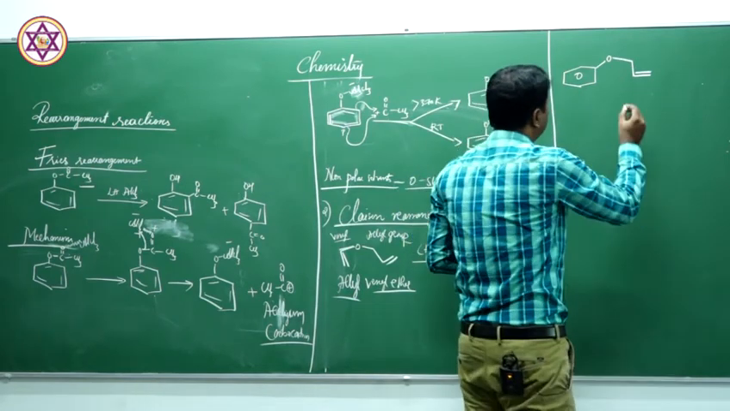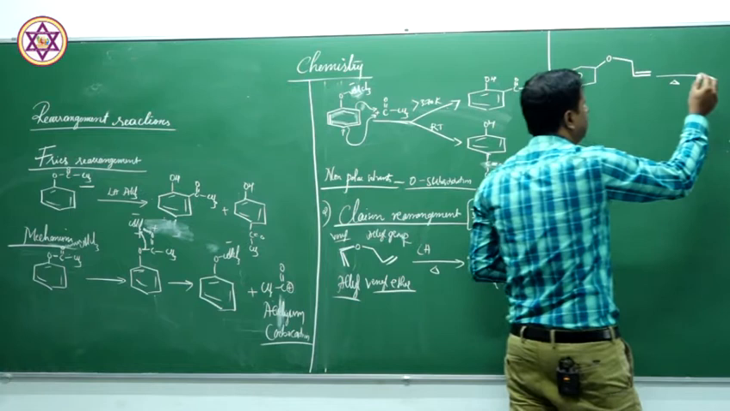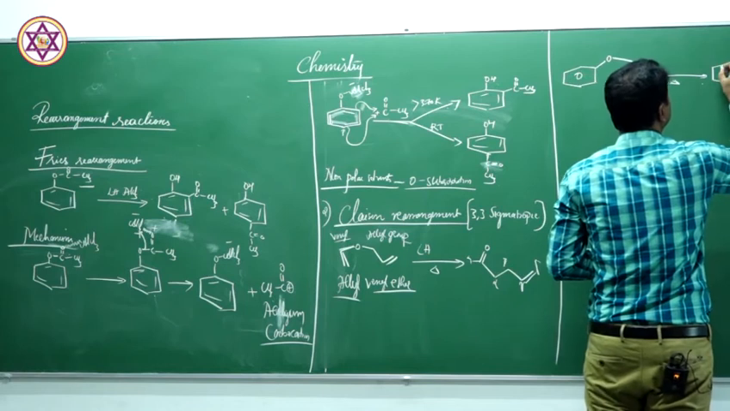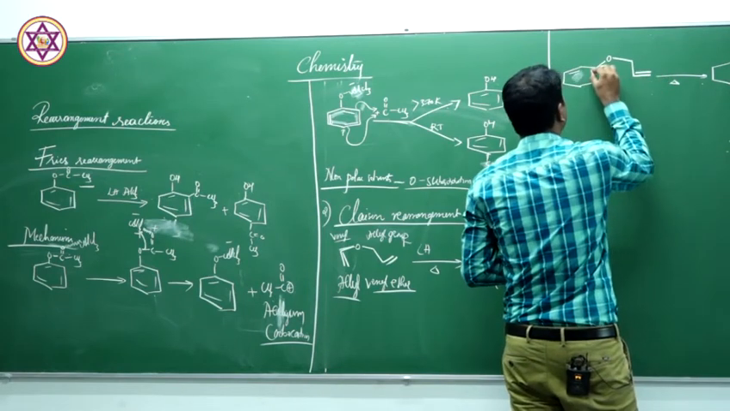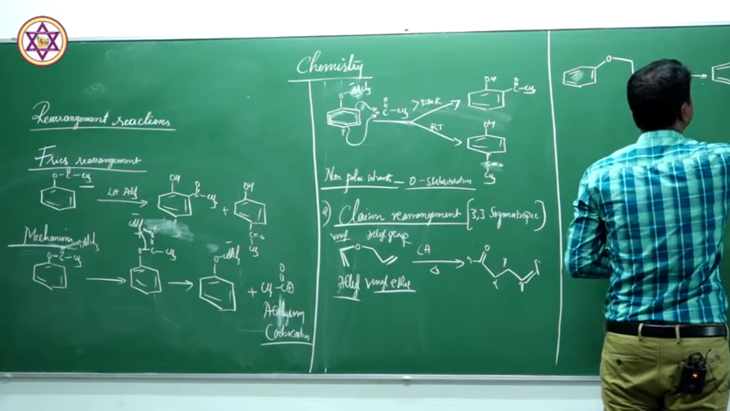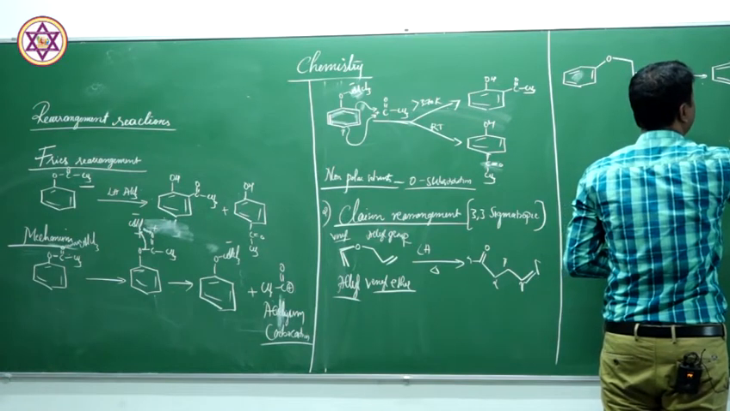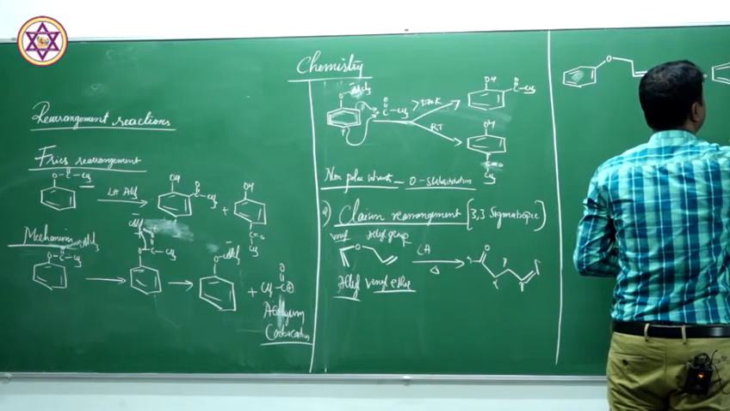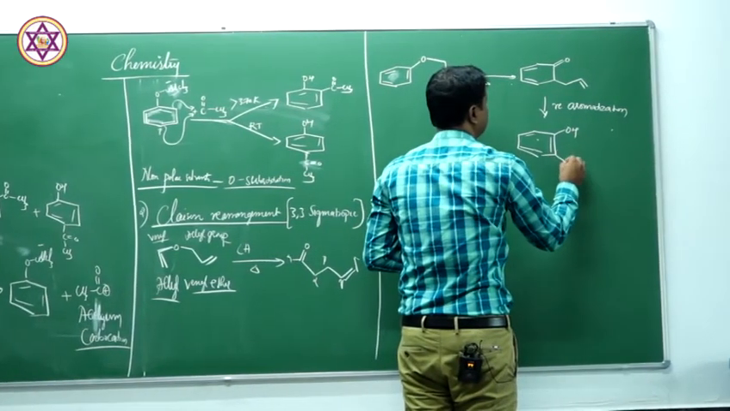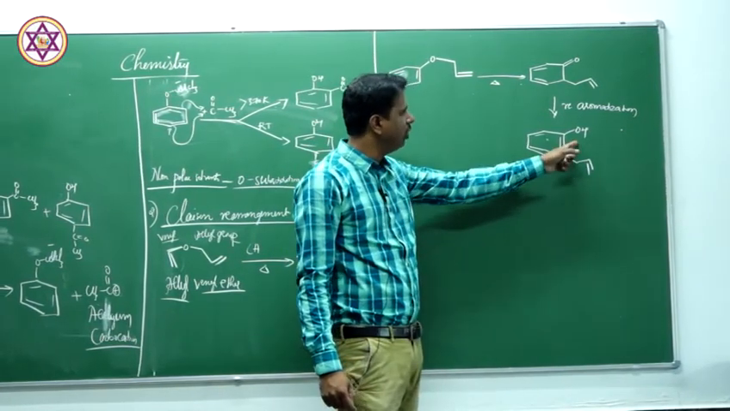Now what happens if you heat this molecule? You will get a compound like this one. I will write the double bonds here. You get a compound like this, which upon re-aromatization gives a compound like this. So in this case we have ortho-allyl phenol.